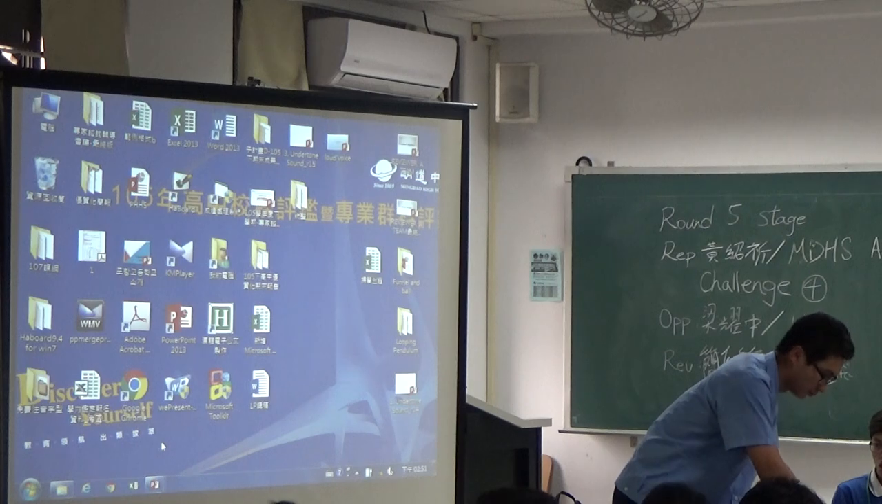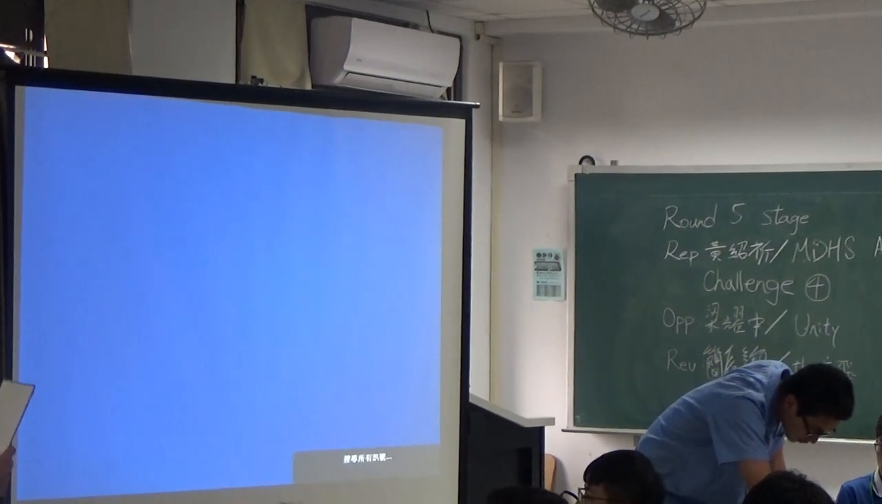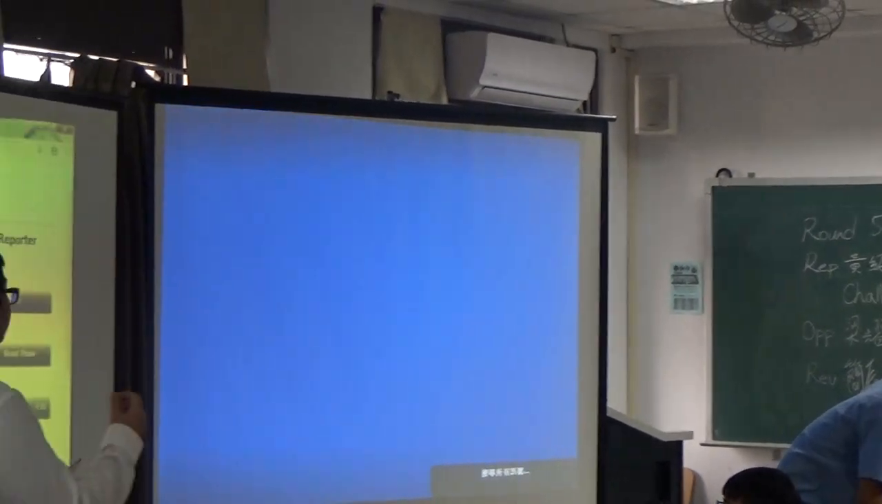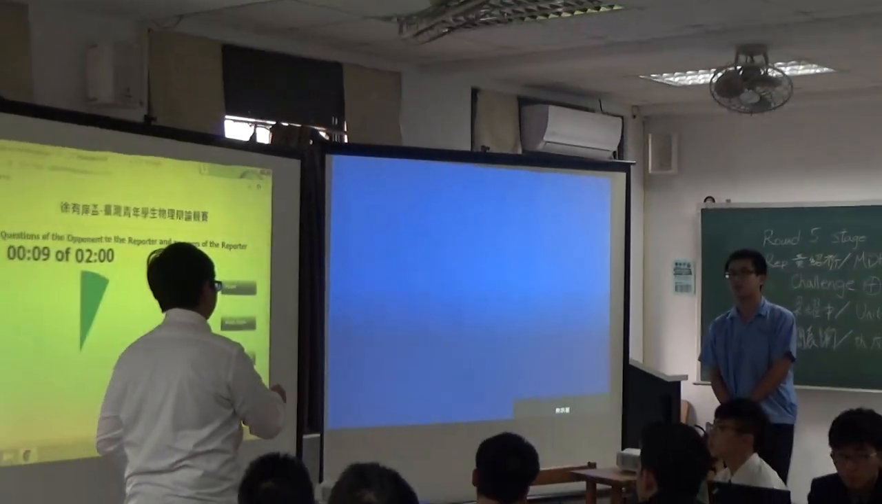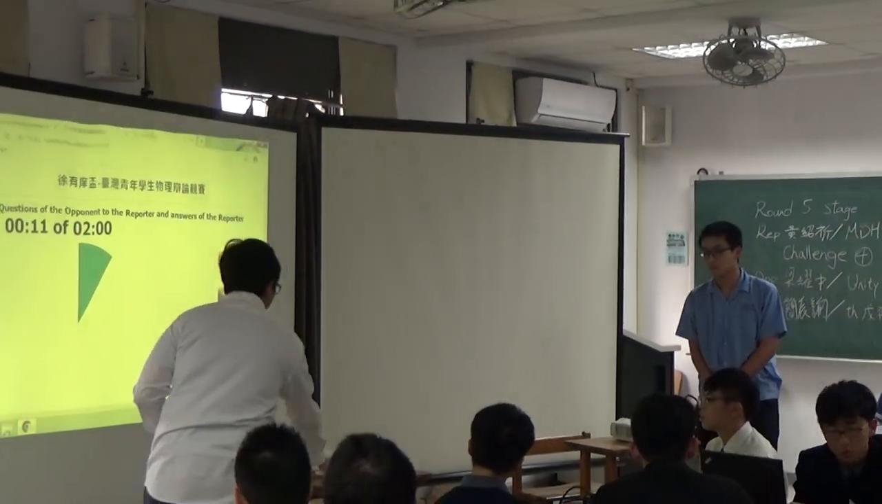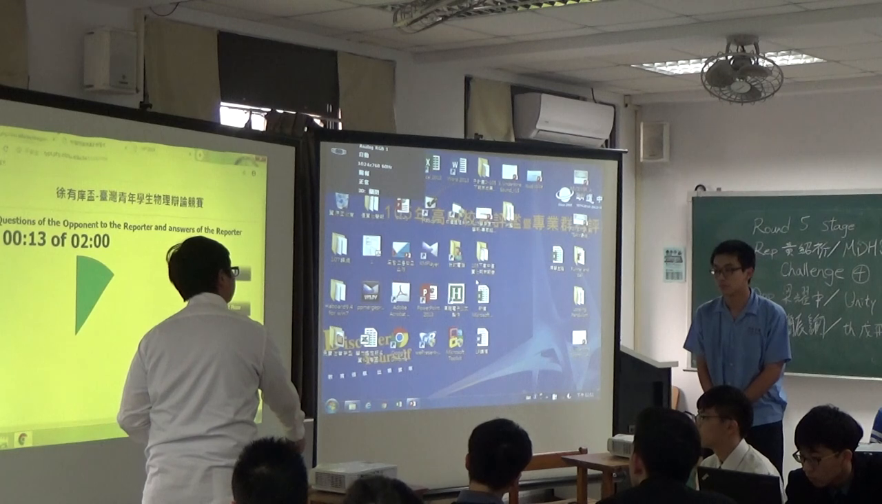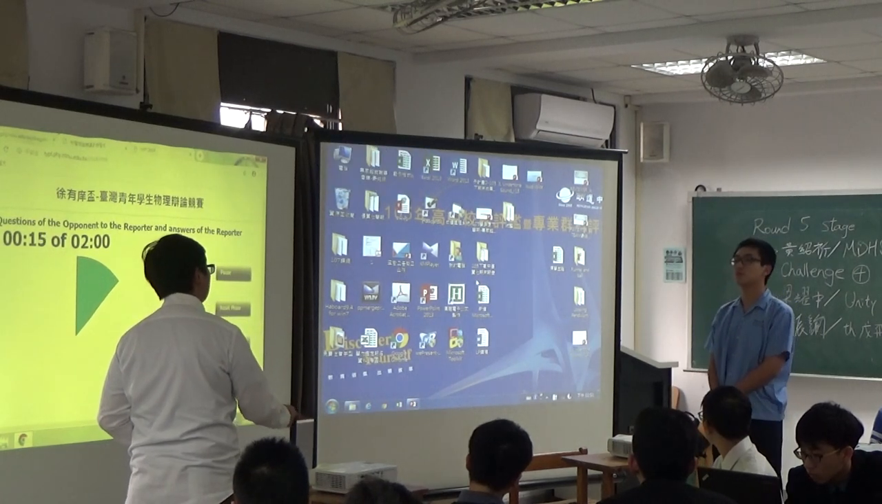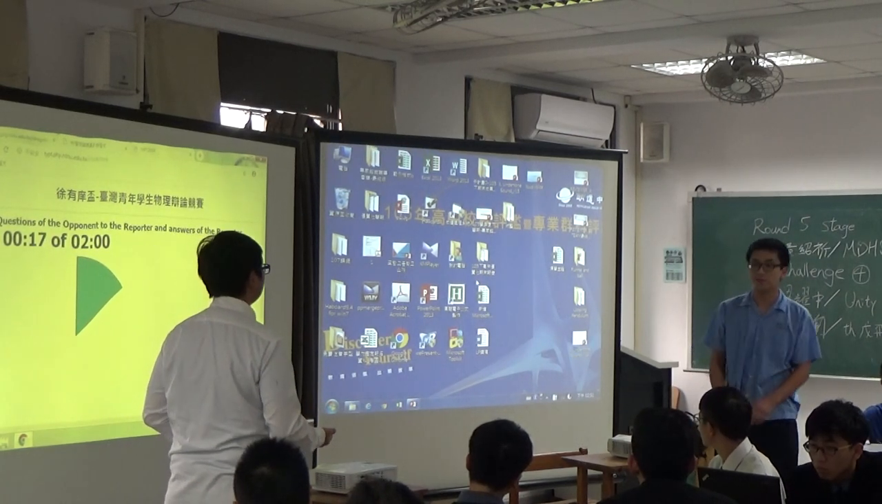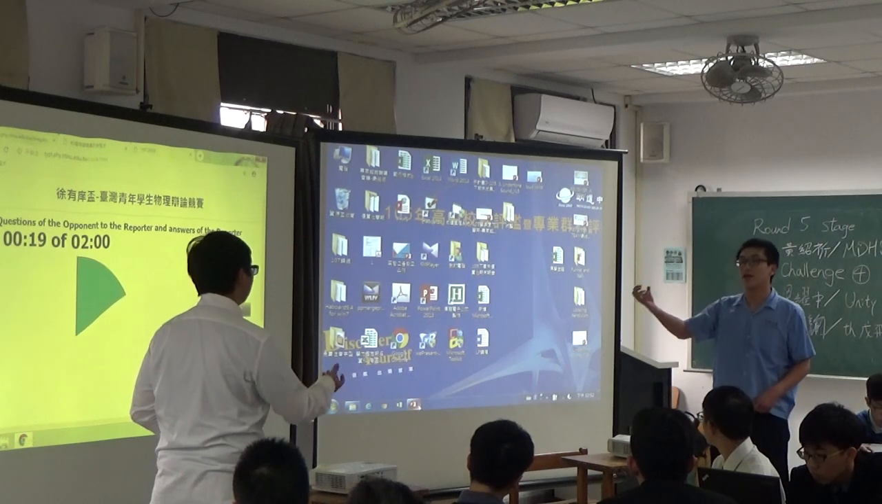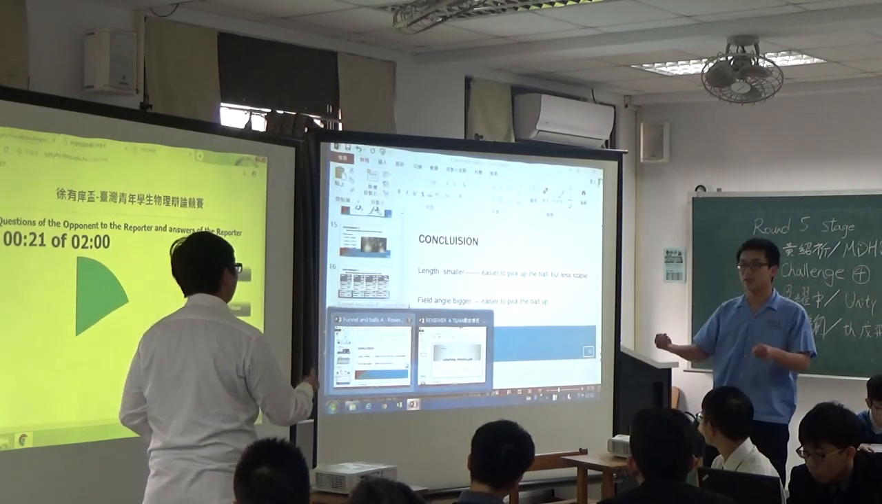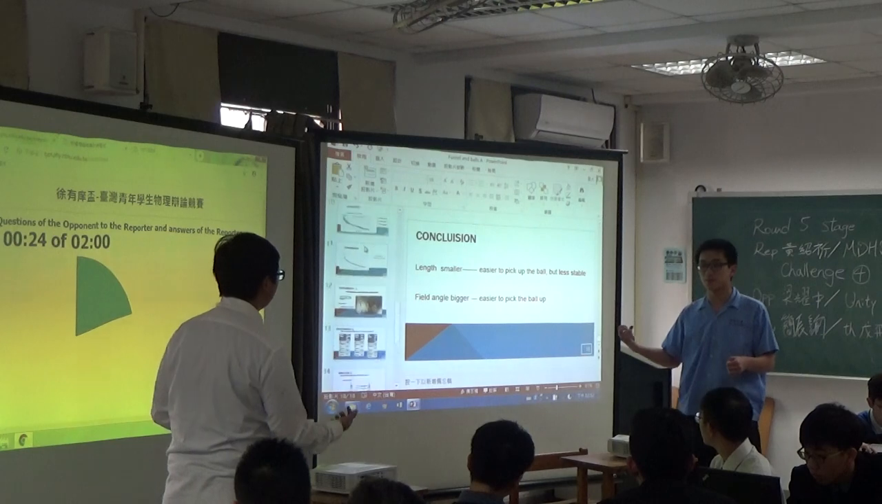Okay, I have some questions for the reporters. According to your experiment setup, it seems you put the ping pong ball on the table and use the funnel to suck it up, right? No. How do you do the experiment? We put the ping pong ball on the funnel. At the very beginning, on the funnel. How do you put it?